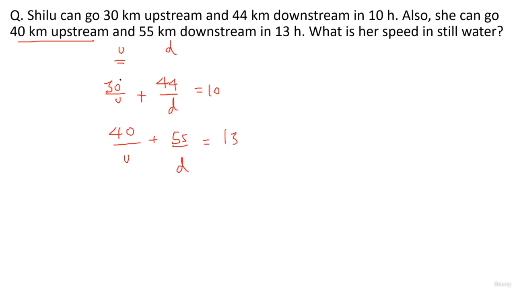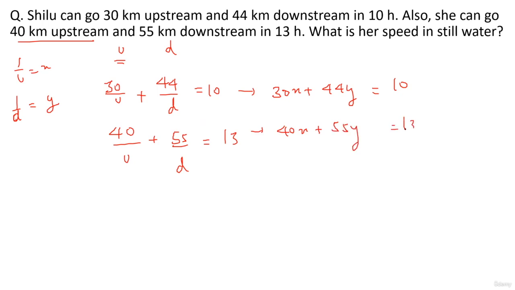Now what you can do is simply substitute 1 by u is equal to x and 1 by d is equal to y. So we have two linear simultaneous equations. 30x plus 44y is equal to 10, and 40x plus 55y is equal to 13. You may divide or you may multiply, whatever is your choice. I would prefer division because the numbers will be smaller. I divide this equation throughout by 4. You'll get to know why I'm doing this.